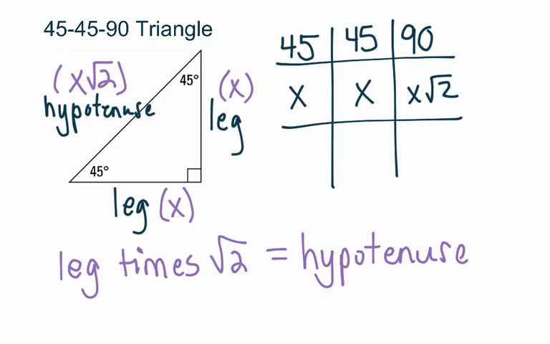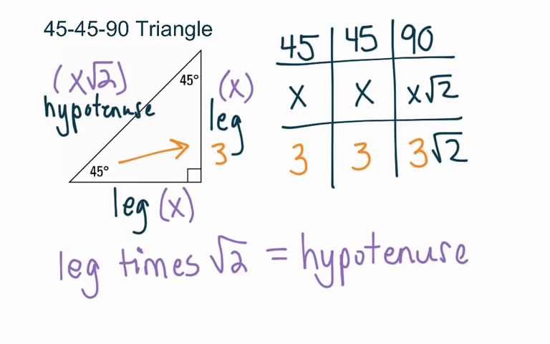For example, let's say that the leg is 3. Because this isn't a 45, it's across from the 45, I put that in the first column. Of course, the other 45 is going to be 3 as well. So for the hypotenuse, that's going to be 3 times the square root of 2.